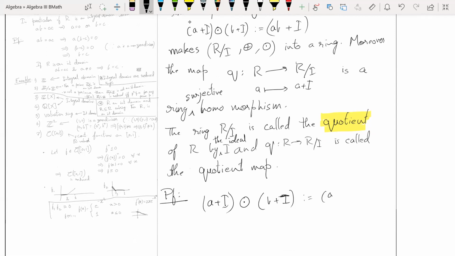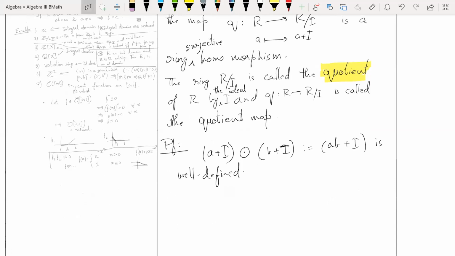The multiplication, defined to be AB plus I, is well defined. So what does it mean to say this is well defined? It means that if you take another coset representation for A plus I and another coset representation for B plus I, then you multiply them together, you get the same result.